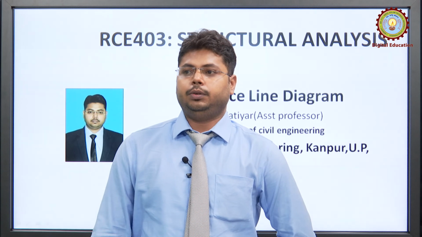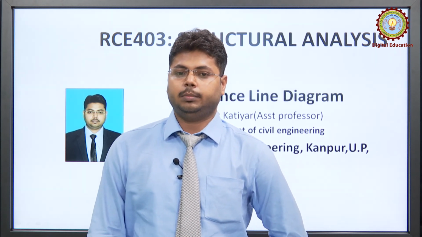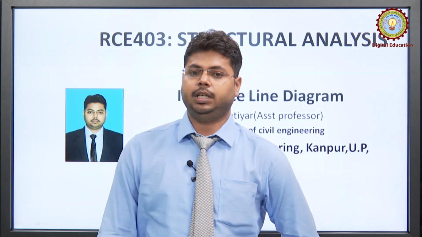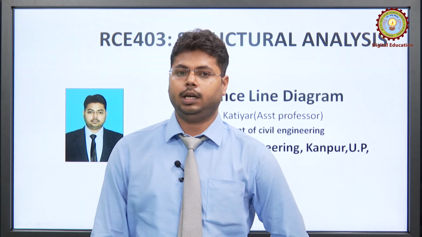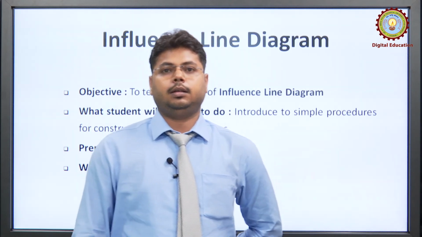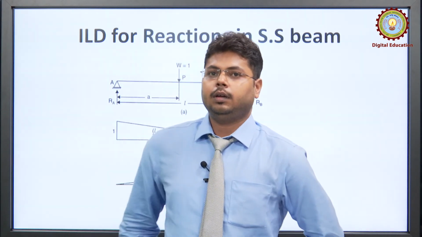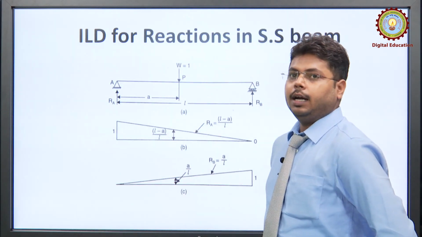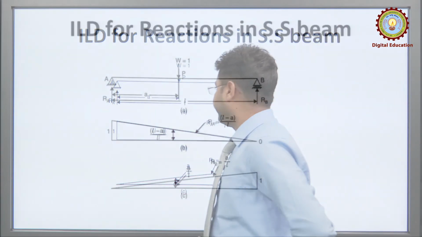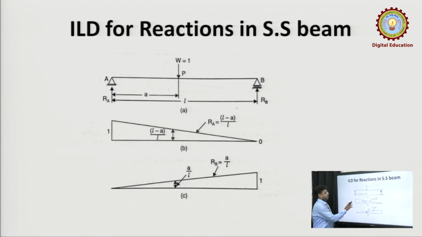Here we are going to discuss some influence line diagram and some other related problems like simply supported beam, overhanging beam and other things. As we discuss ILD for simply supported beam, we are here for calculating simply supported beam RA and RB. What is RA and RB?